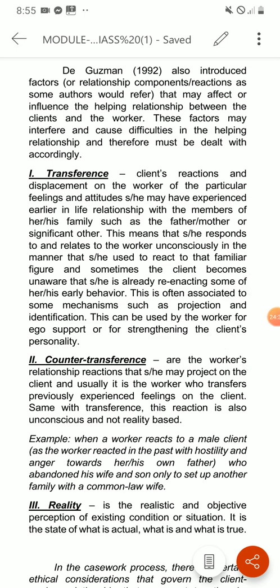So, the first one is transference. Ulitin ko ha, itong 1, 2, 3 na to, ito yung different types of relationships that a worker and a client have na usually po ay nagko-cause ng problema, to know them, to help them overcome their own problem. Ito pong tatlong ito nangyayari talaga lalong-lalo na sa counseling and social work. Una ay transference.